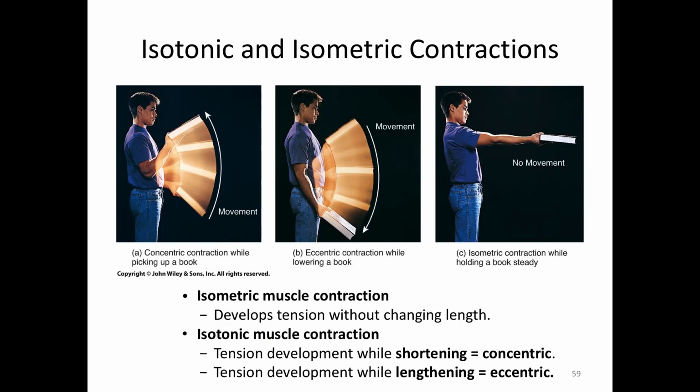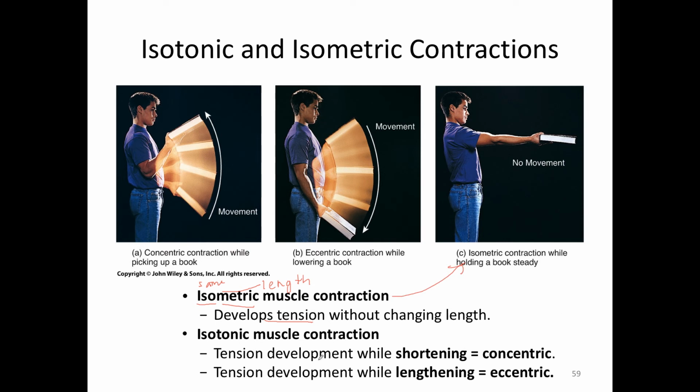So it is possible to generate tension without movement, and it is possible to produce movement while maintaining the same tension. So there are different ways of using your muscles depending on what you need to do. So isometric contraction, iso means same, and metric means length. This is developing tension without changing length. So this is isometric.